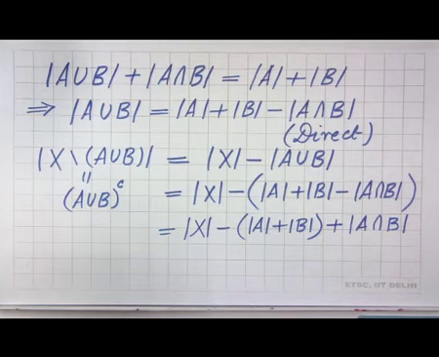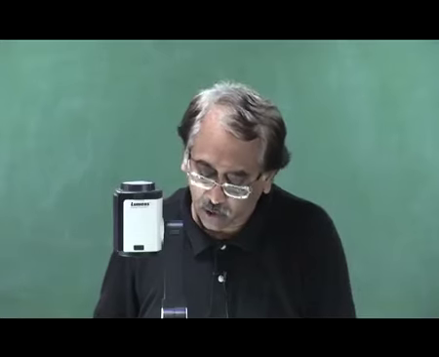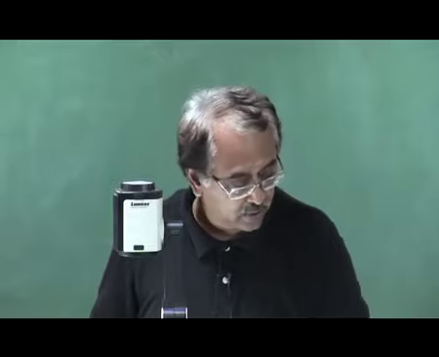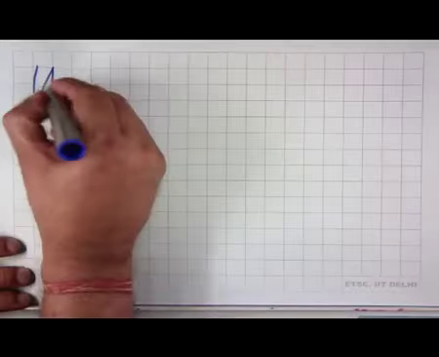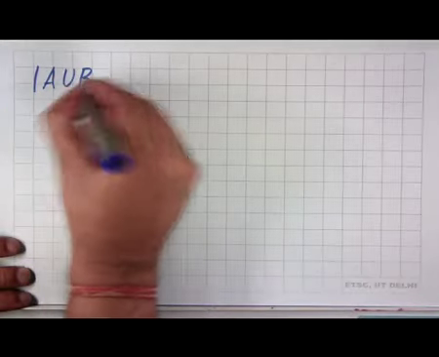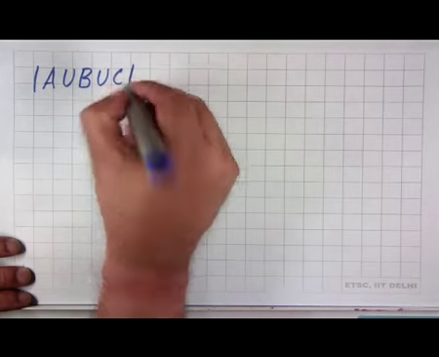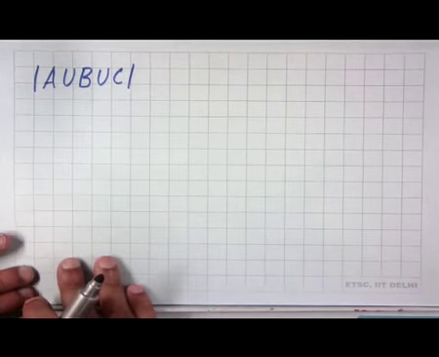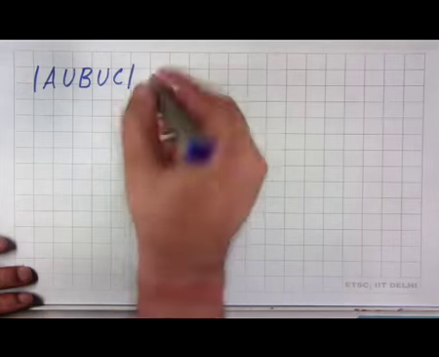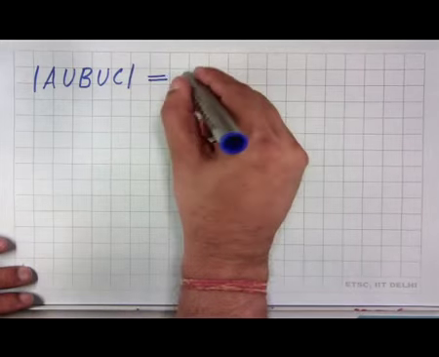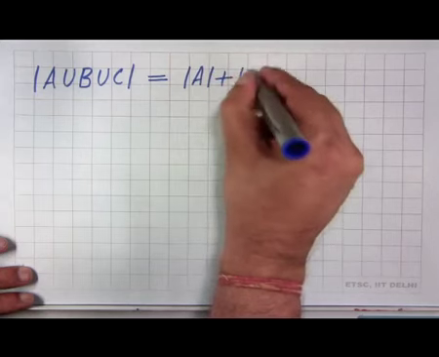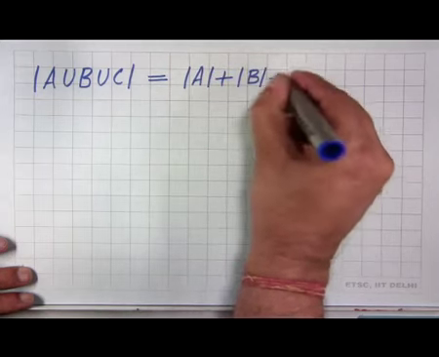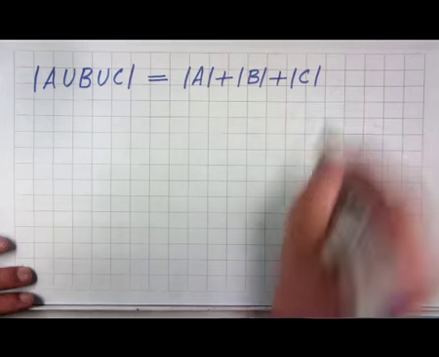The reason I mention all this is because I'm now going to try and extend this to 3 sets, which I'm going to call A, B, and C. So let's say I have 3 sets A, B, and C. And I look at the union. What would my union be? Well, my union would be number of elements in A plus the number of elements in B plus the number of elements in C.